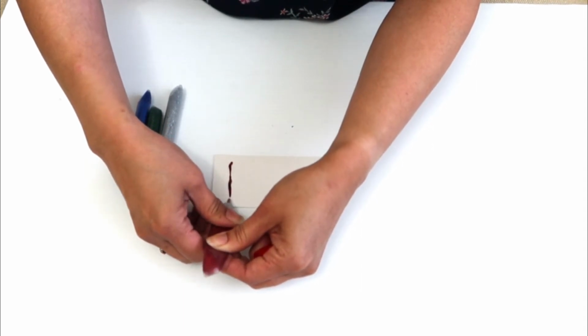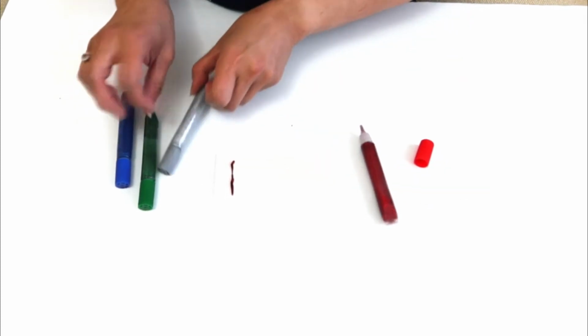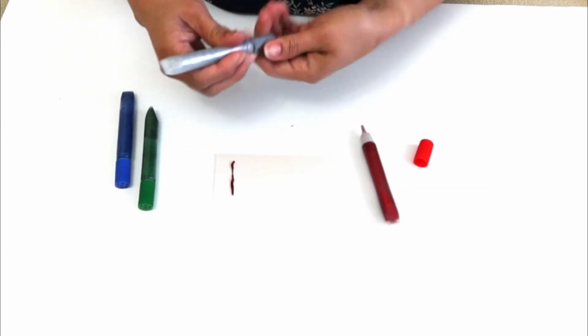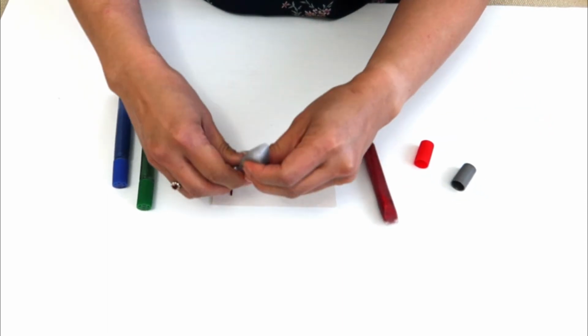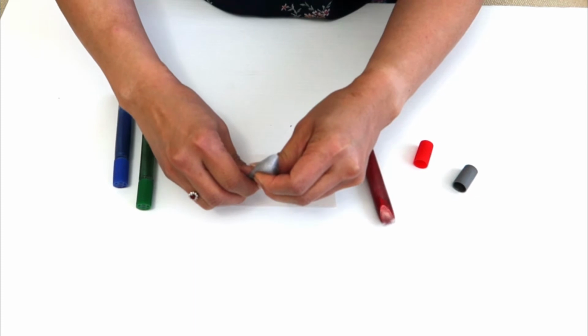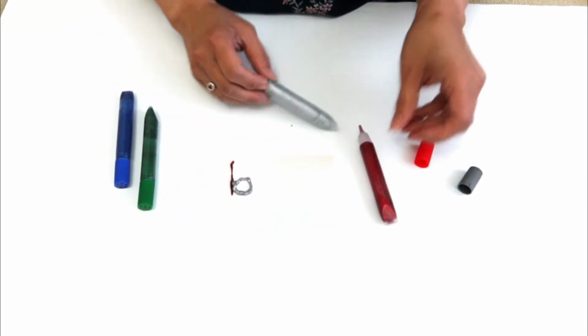So again, I might do one component with one colour and then change over to a different colour to form the other component. And I'm forming this upside down, so I hope it's readable.